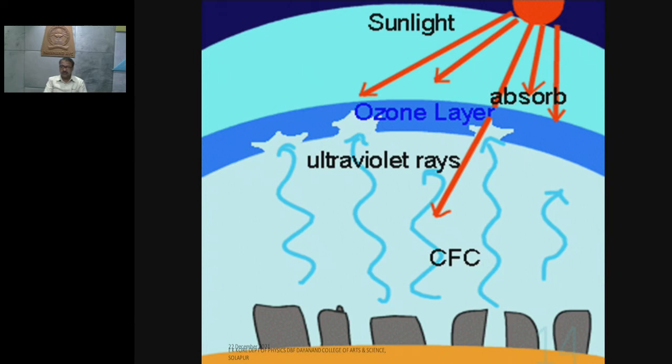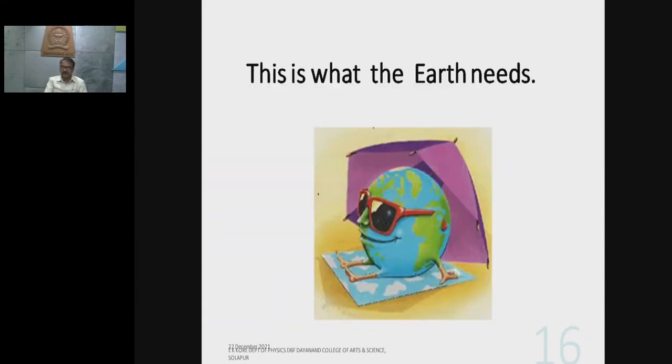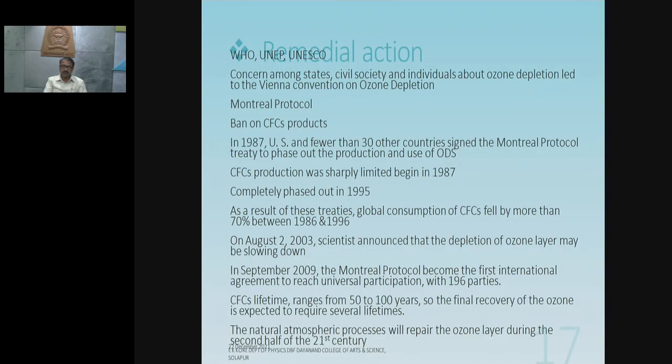In this way, the ozone layer acts as a protective umbrella for life on the earth and safeguards life on earth. The adverse effects are skin cancer, more eye cataract, and depletion of ozone at certain places, mostly in Antarctica. Thinner patches of ozone are called ozone holes. This is what our earth needs, a protective umbrella to safeguard life on the earth. For that, a treaty was formed and they have put forth a variety of stringent restrictions on the use of different chemicals, mainly ODS, ozone depleting substances.